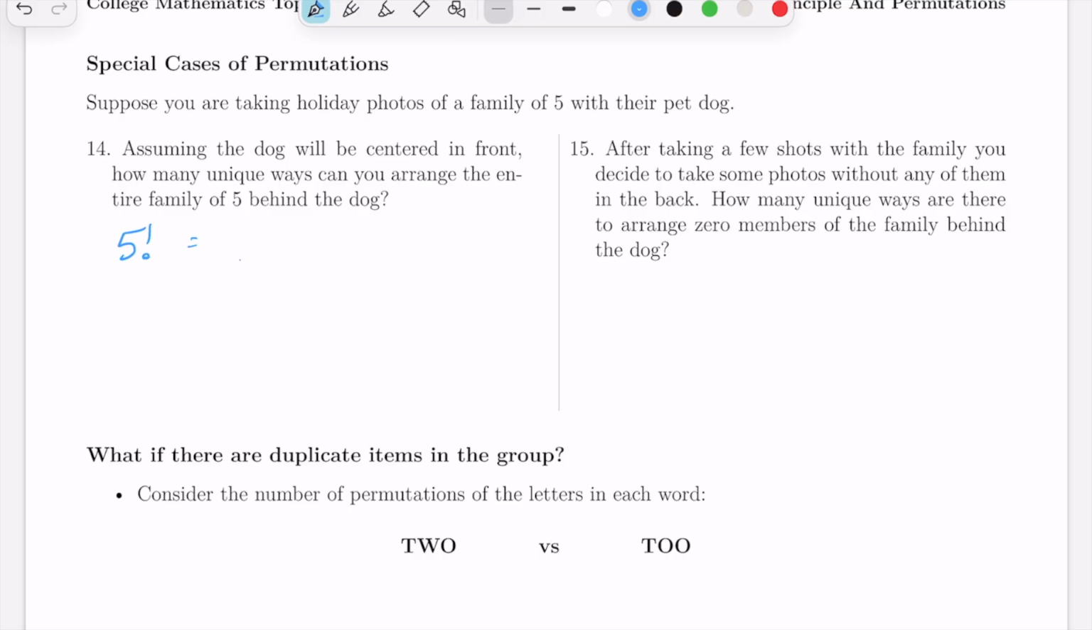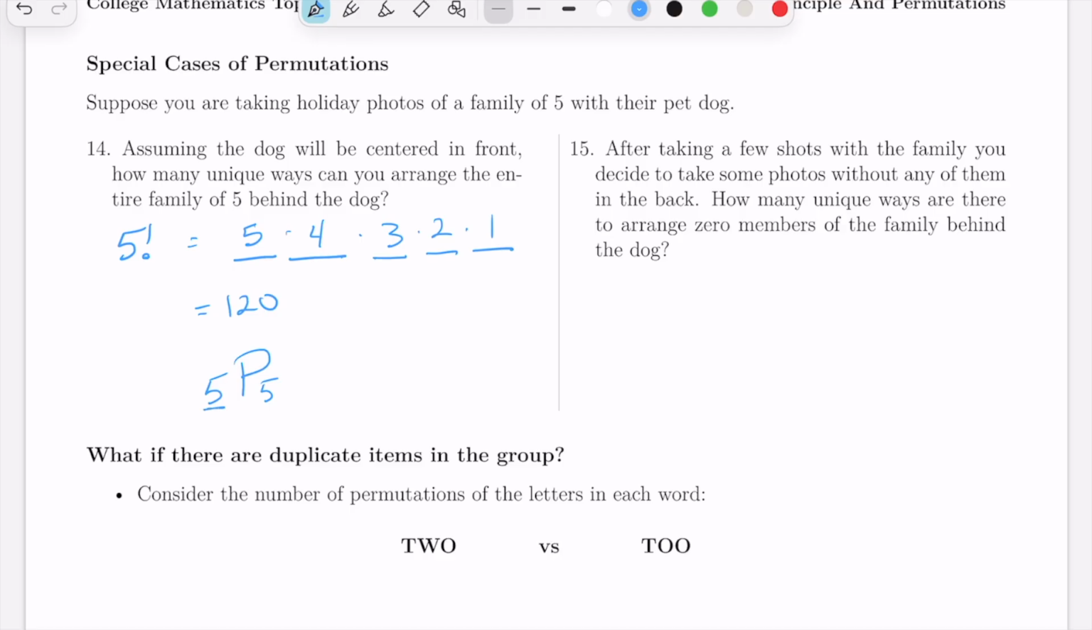That's because you have 5 different people who could stand on the far left, and then once they're standing in that position, they can't stand somewhere else. So then it's just 4, 3, 2, and 1. Or if you said 120, that's also correct. Or if you also said 5p5, that's also correct. All of these are equivalent to each other.